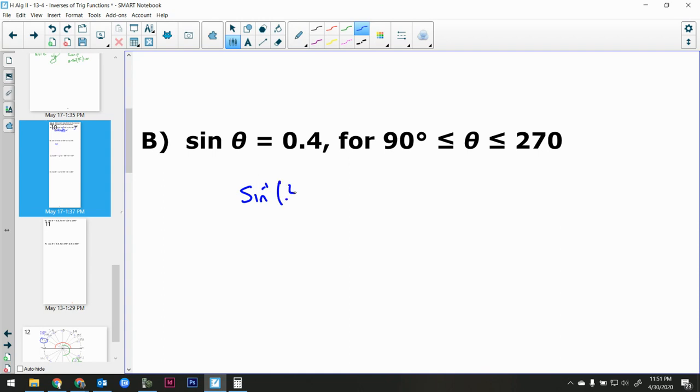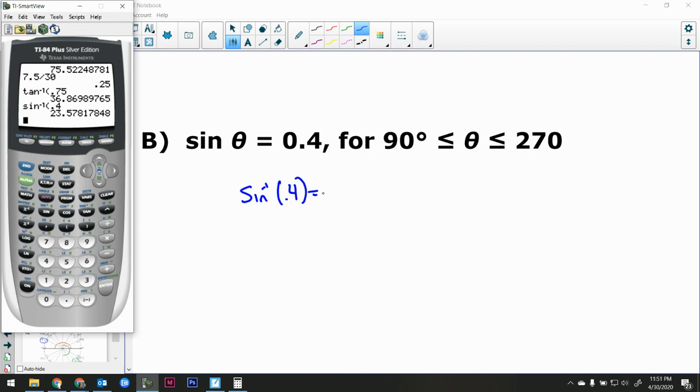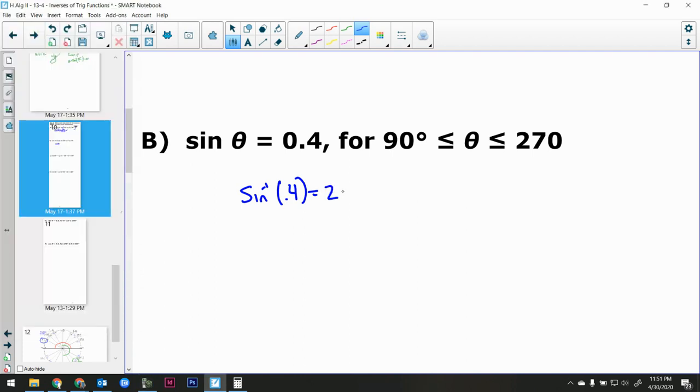We do the exact same calculation. We get the exact same thing from our calculator. So what are we supposed to do? Are we supposed to say no solution? Well, think about this. Obviously 23.6 is not within my domain of 90 to 270.